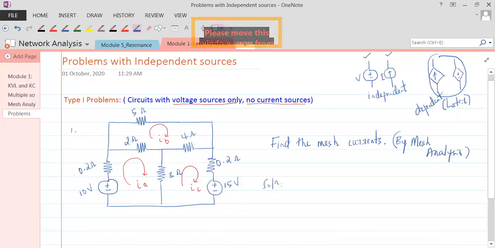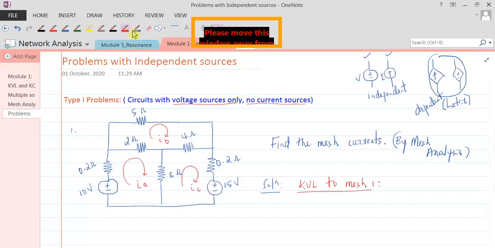I'll give the solution here itself. What are we doing now? First, we are applying KVL to mesh 1. Those who are not comfortable with this, please see it once before you write.